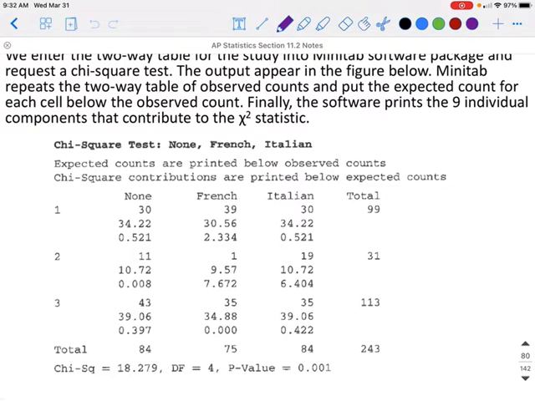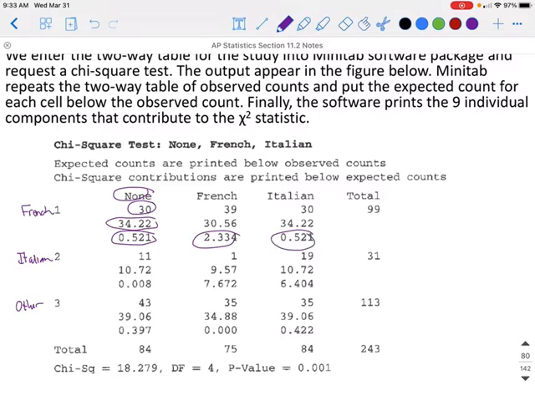So the first one was when no music was playing, and we were looking at buying French, Italian, or other types of wine. And then the different types of music playing were none, French, or Italian. So when no music was playing, 30 people bought French wine. We expected that 34.22 of them would, and they had a chi-square contribution of 0.521.